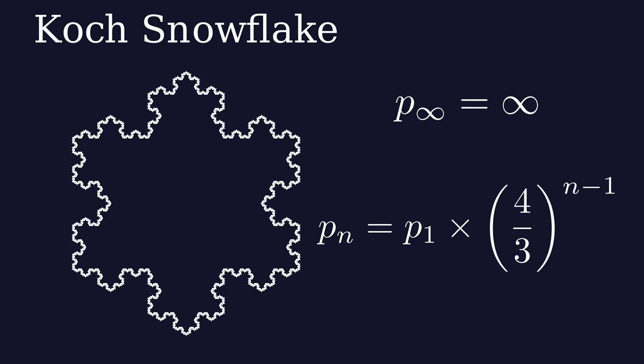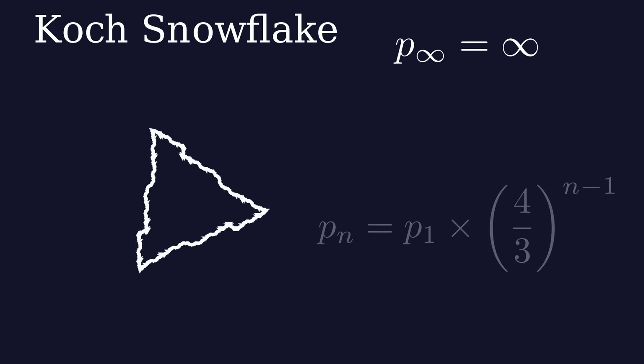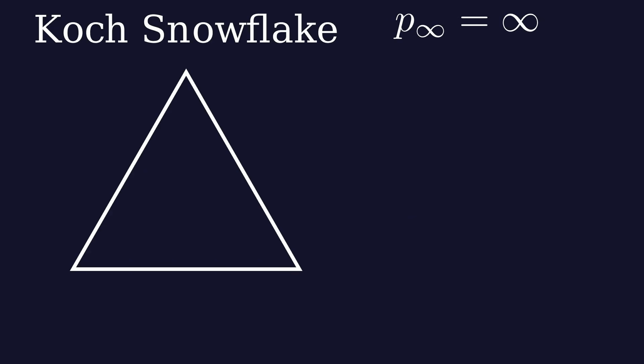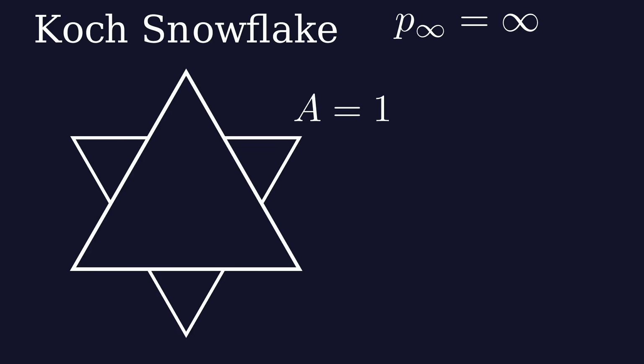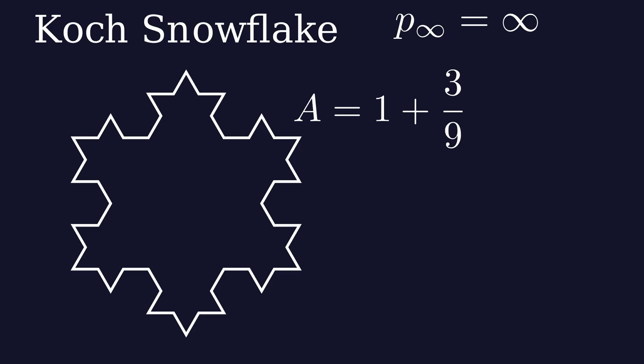But now let's look at the area of the Koch snowflake. For easier calculations, let's say that the area of the main triangle is equal to 1. In the first iteration, we add 3 small triangles, each having a side length of 1/3 of the big triangle. So the area of each triangle is 9 times smaller than the area of the main triangle. The area of the whole shape is now equal to 1 plus 3 times 1/9. In the next iteration, we add 12 triangles with an area of 1/9 times 1/9. So we add 12 81ths to the area of the whole shape.